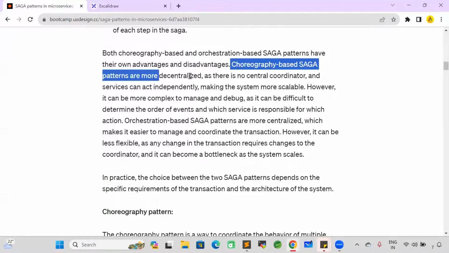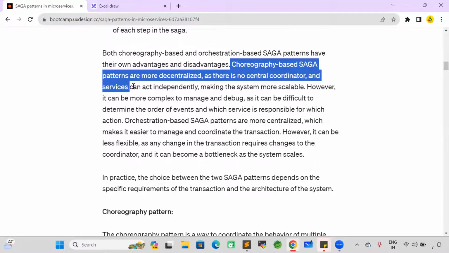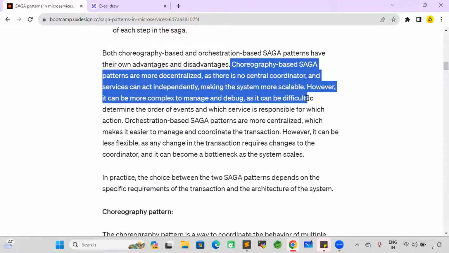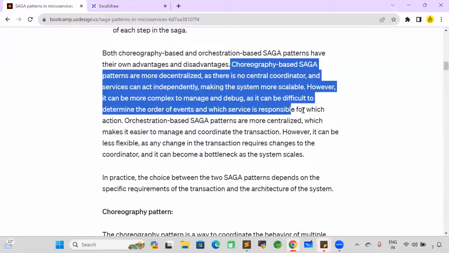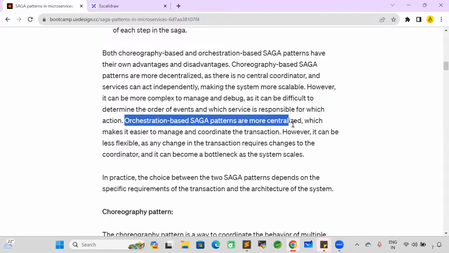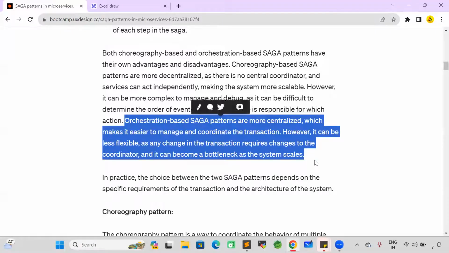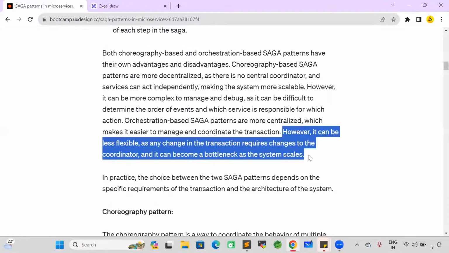Choreography based SAGA patterns are more decentralized as there is no central coordinator and services can act independently, making the system more scalable. However, it can be more complex to manage and debug as it can be difficult to determine the order of events and which service is responsible for which action. Orchestration based SAGA is more centralized. Everything is easy to manage because there is a coordinator.